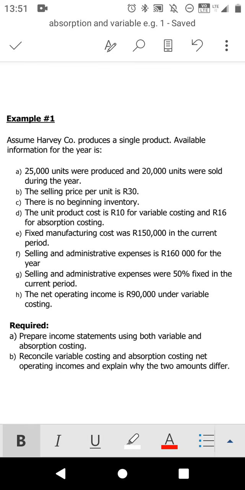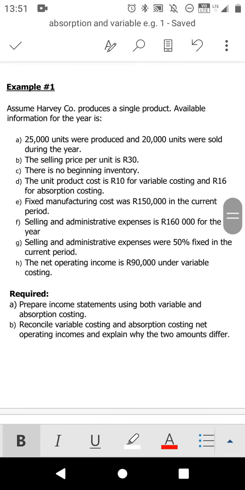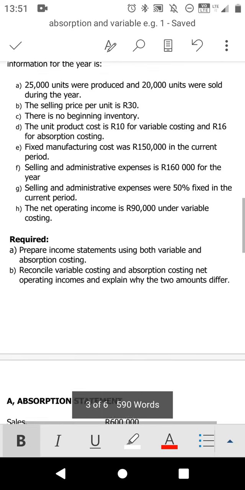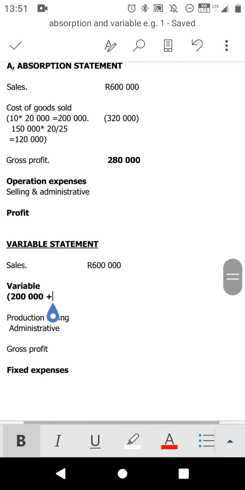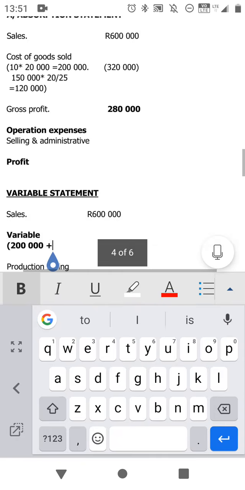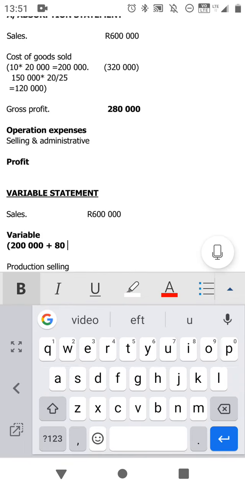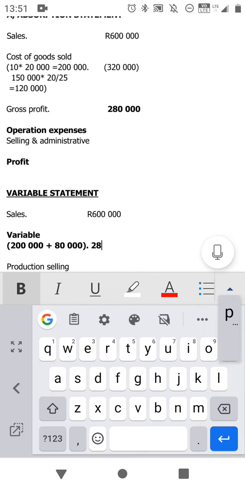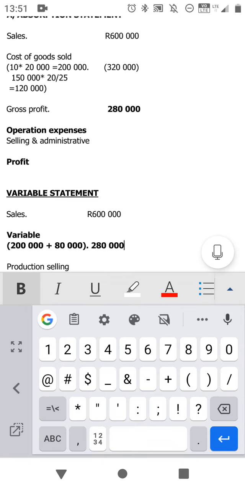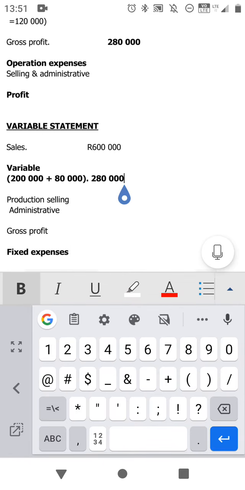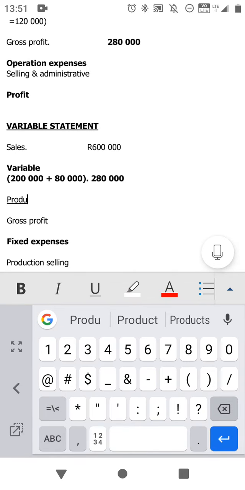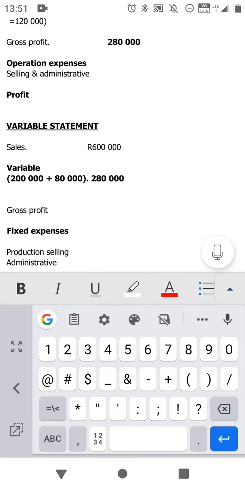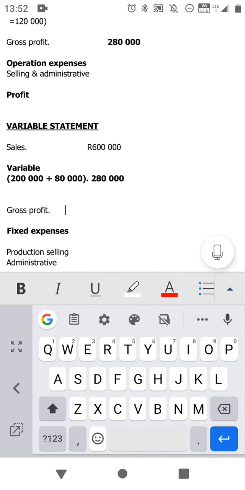So under the variable method or marginal method, non-manufacturing is included under cost of sales. So now we have to calculate half of 160, which is going to give us 80,000. Then the cost of sales will give us 280,000. Then you can write the name of that expense if you want to.